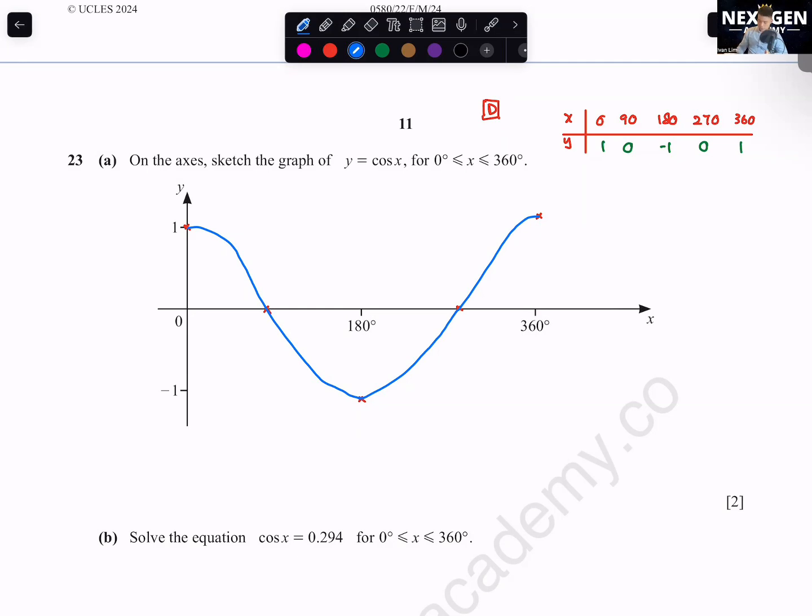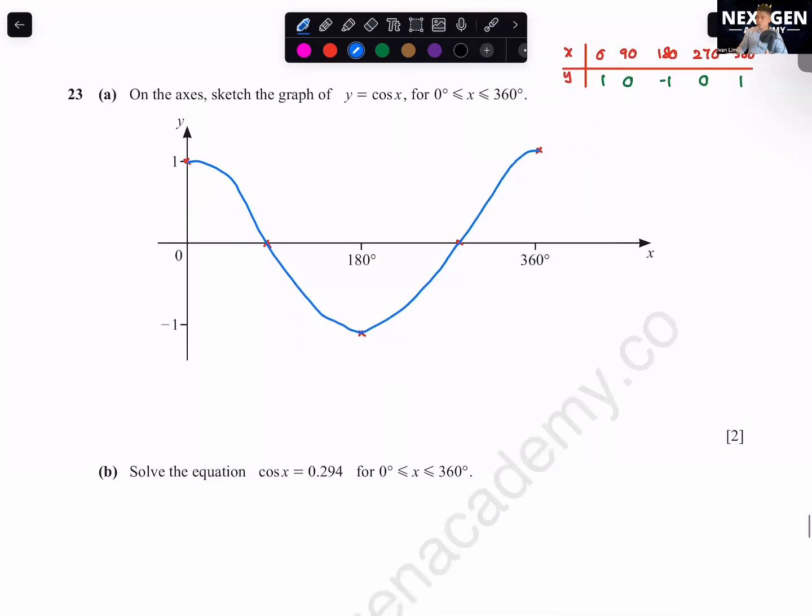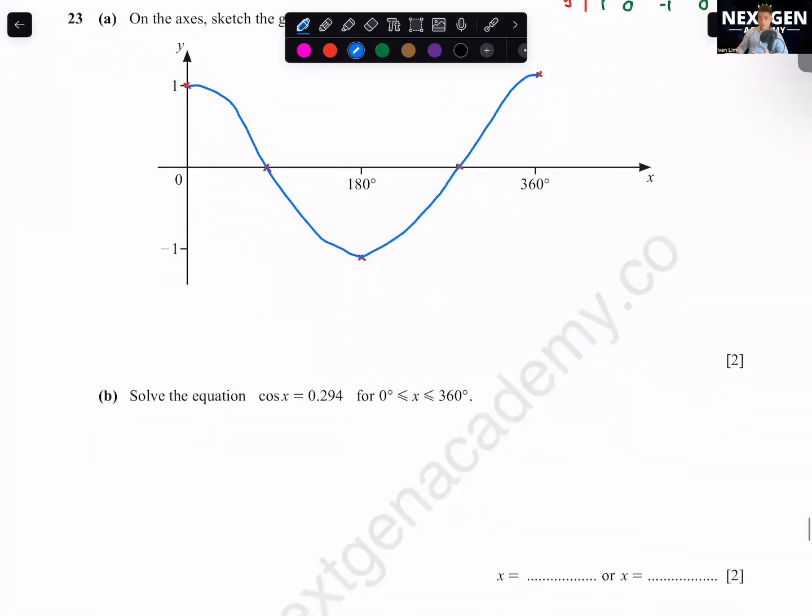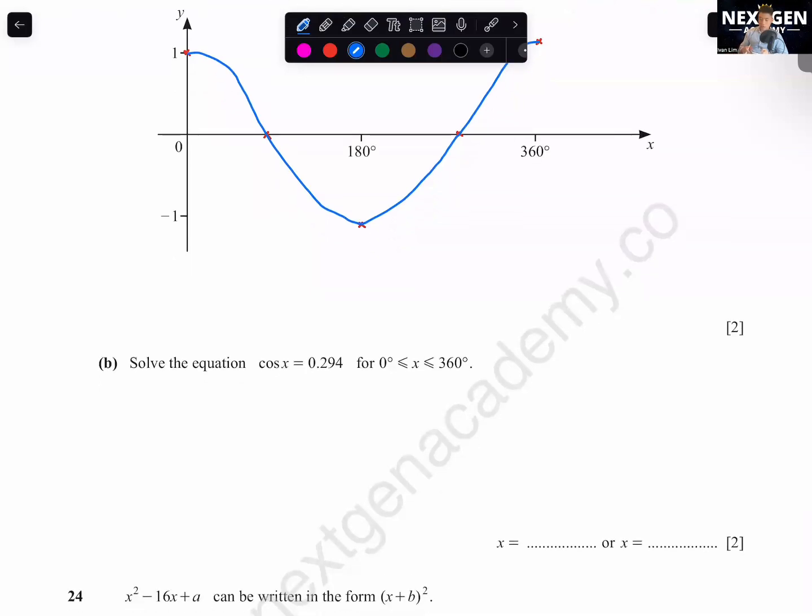Okay, next one. Solve the equation. Please know how to do this, because what I've seen, almost every paper will come out with solving of trigo. The method that I taught you all is the ASTC method. If you don't know the ASTC method, please go into my Thinkific and watch the solving trigo equation video. How to do this? Cos x equals 0.294.